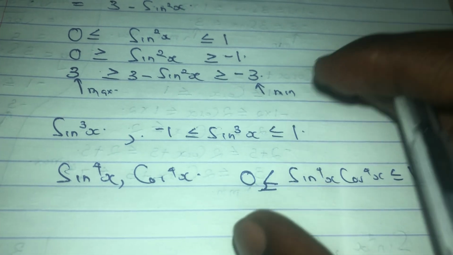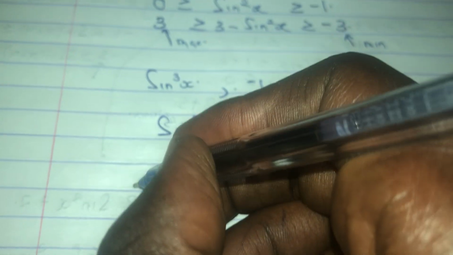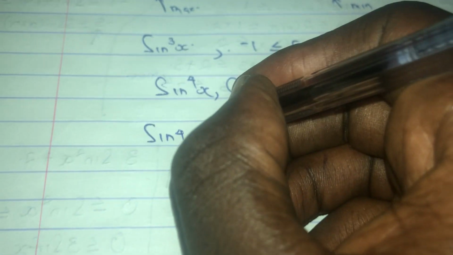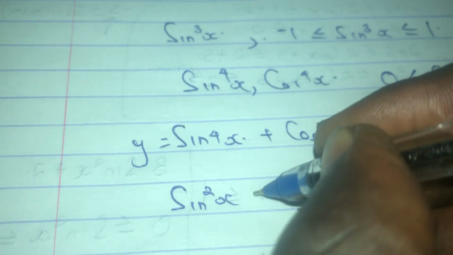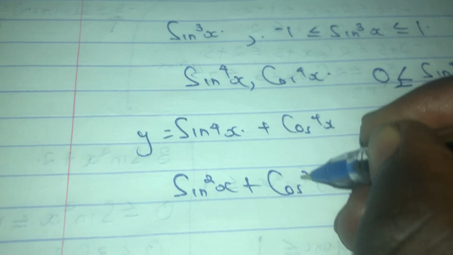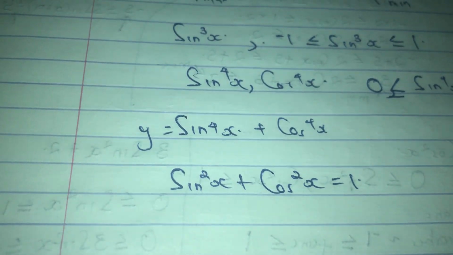All together, let me try to make an example here. I have one here. Maybe they say find the maximum and minimum value of sine 4x plus cos 4x. They tell you y equals this, and I tell you to find the maximum and minimum value of this. So it's actually still the same concept. We shall use the formula sine squared x plus cos squared x equals 1.